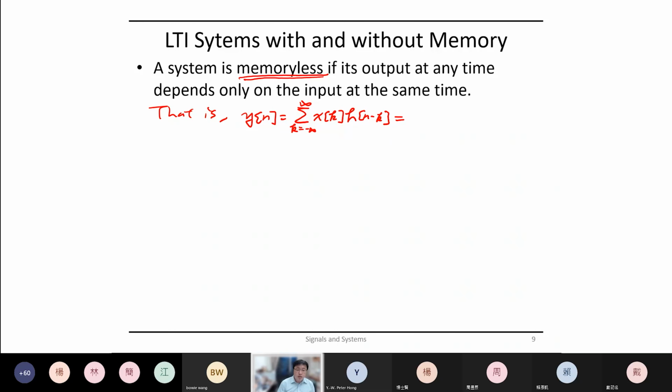Now, for a memoryless system, y[n] can only depend on the term k equal to n. So this means that this is equal to x[n] h[0]. This means that the impulse response can only have a non-zero value at time 0 and should be 0 everywhere else. So this implies that the impulse response h[n] should be equal to some constant k times a delta function, for some k.